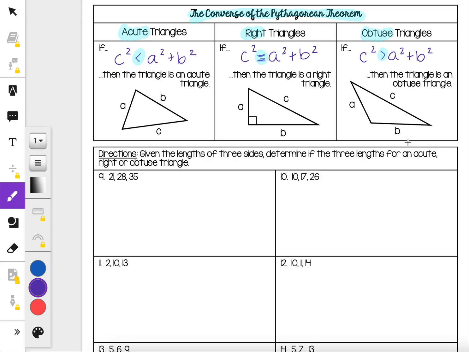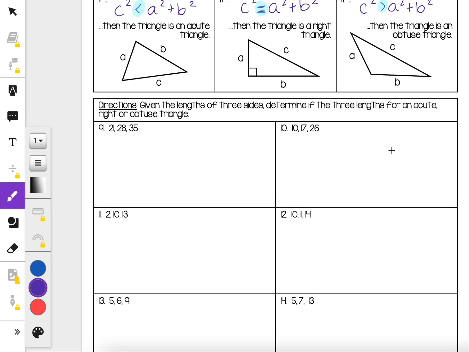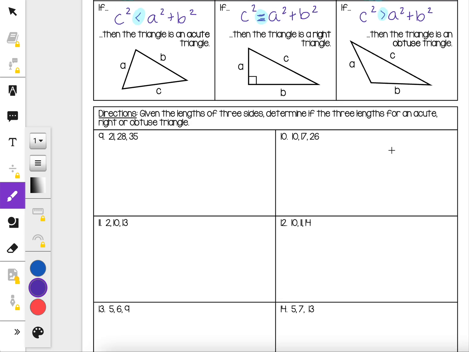So for my directions here, it says given the lengths of the three sides, determine if the three sides, this should say form an acute, right, or obtuse triangle. So the first thing we need to do is use that triangle inequality theorem to make sure that our three sides form a triangle to begin with. So remember, the triangle inequality theorem tells us that 21 plus 28 has to be greater than 35 for this to even form a triangle.